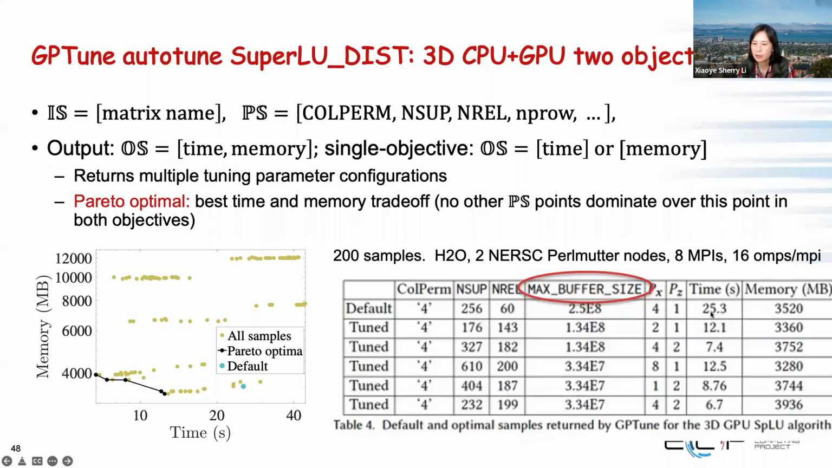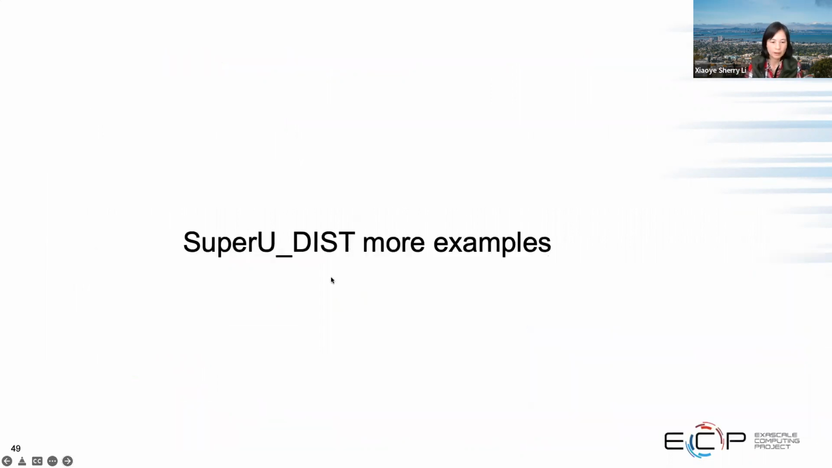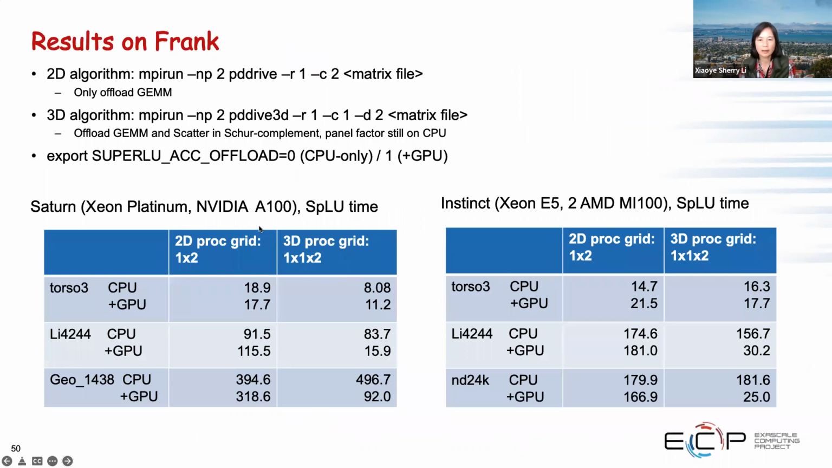And as you can see, with this auto tuner, the speedup could be like 4 times different from the default. So this tuned one is 4 times better than the default one. All right. So I don't have time to do the hands-on on the computer, but I will show you the result on this Frontier system.